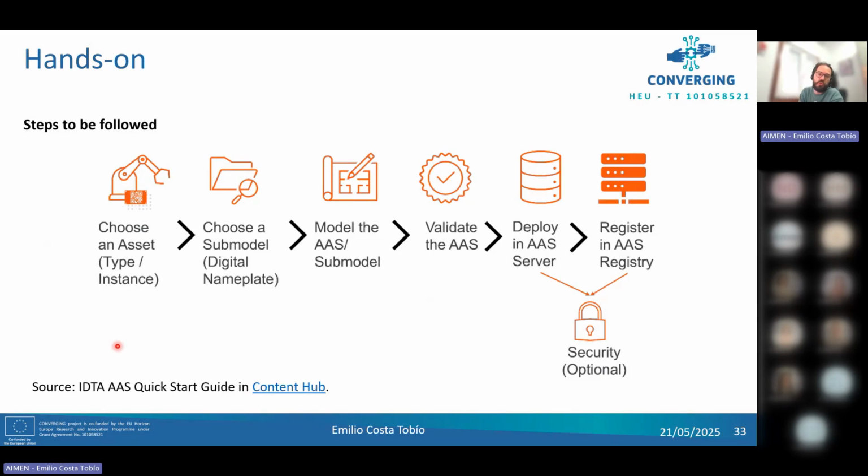First of all, you will need to choose an asset that you want to model. You will need to choose the submodels that you want to use for the different characteristics and features that you want to model. You would have to model it, of course. You could validate it using different tools that are explained before, for example, the AAS engine, or just checking in the Package Explorer the different errors that appear. And then finally, you would deploy an AAS server if you want to register this AAS there to have all the AASs in the same server. So this is what we are going to do now.